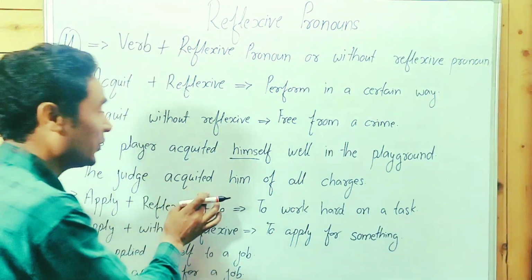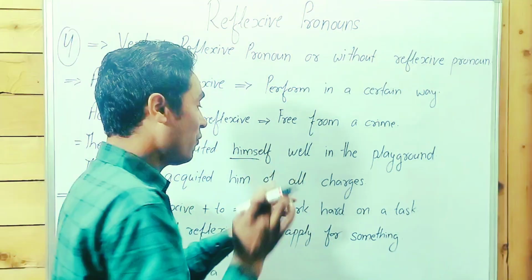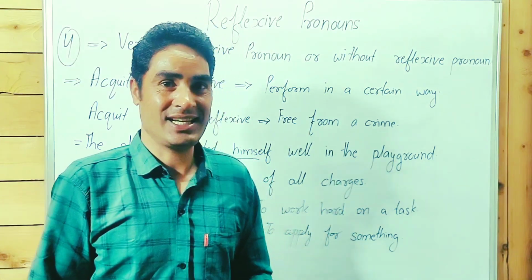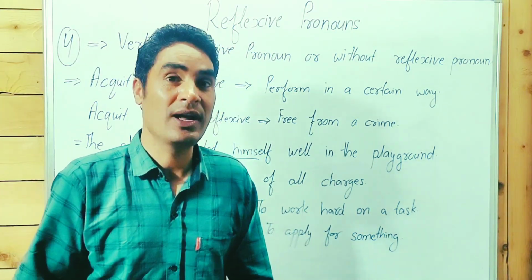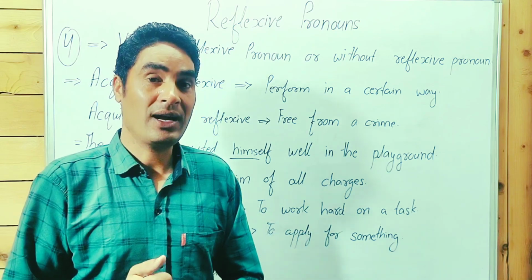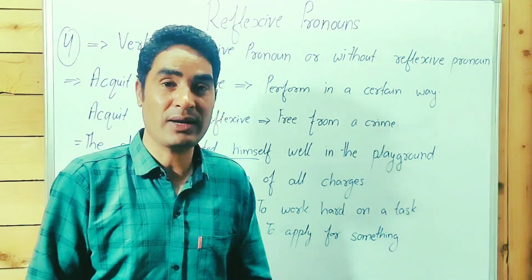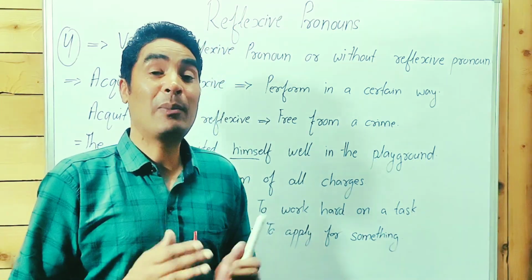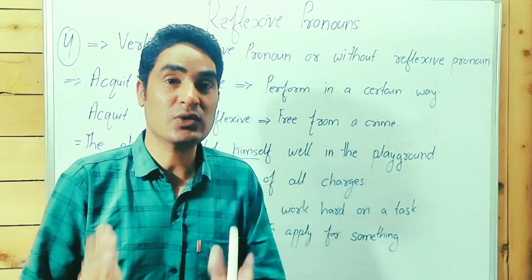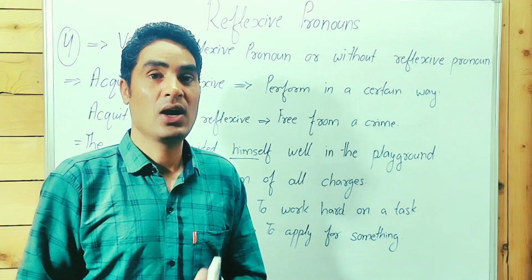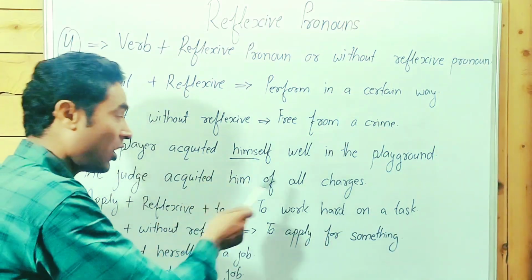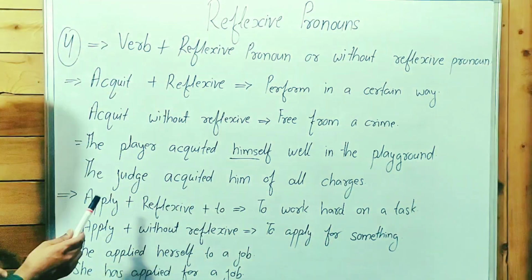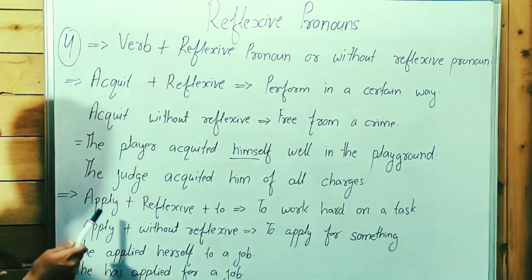The judge acquitted him of all charges. With acquit we use "of"; with exonerate, "from" and "of" can both be used. There are some verbs with which we use a fixed preposition: blame for, charge with. With acquit we use "of".